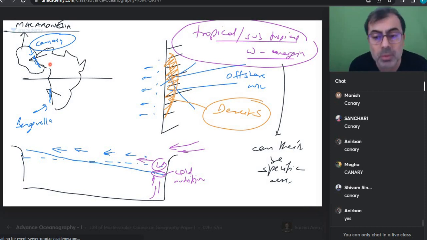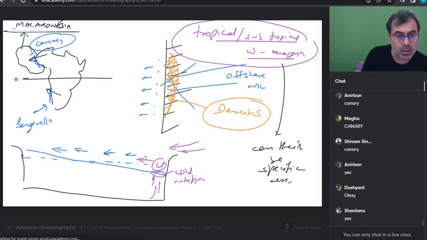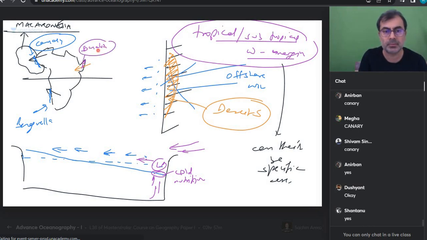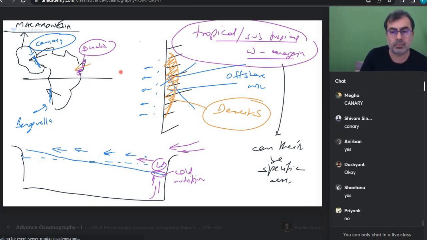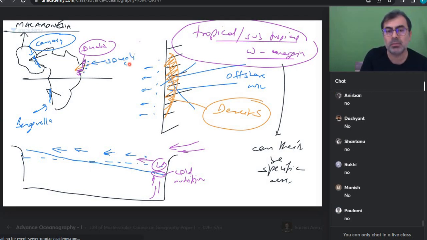I have a question for all of you. Can I expect upwelling to happen on the eastern side, the Somalia coast? This is Somalia, no? Can there be upwelling on this coast? No, obviously it cannot be there. But we have a cold Somali current. How is that possible?